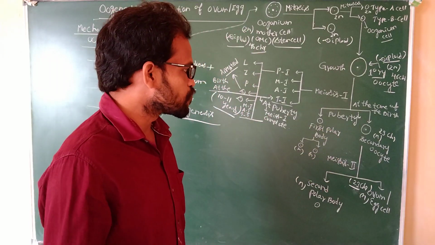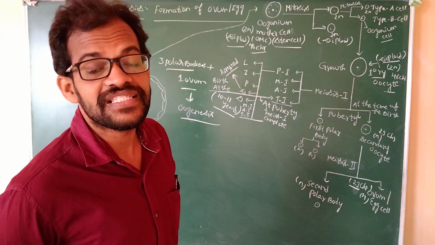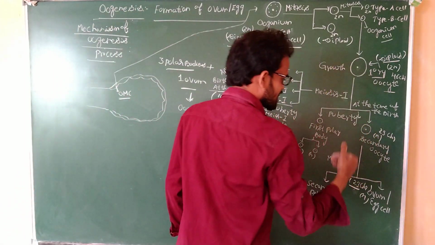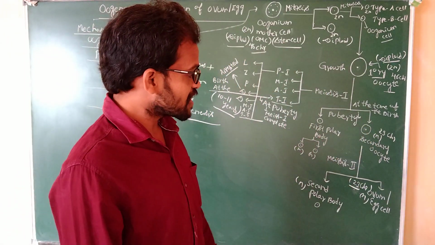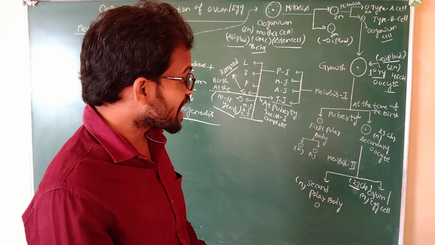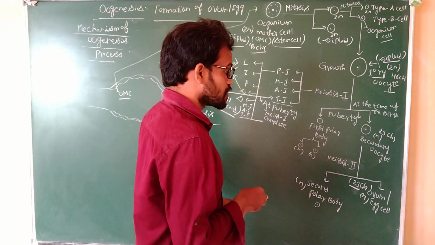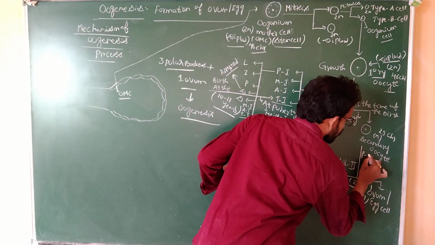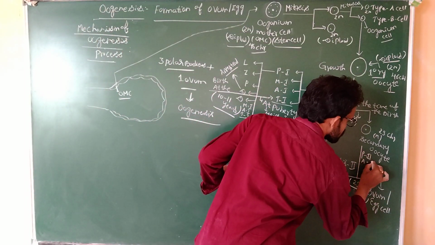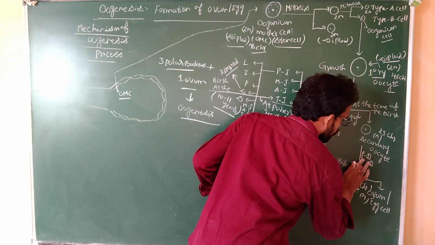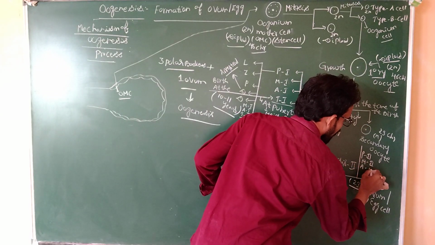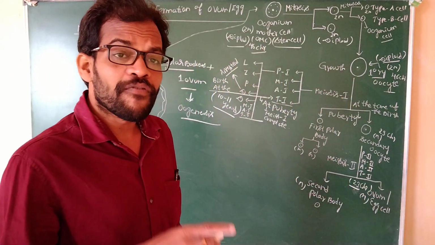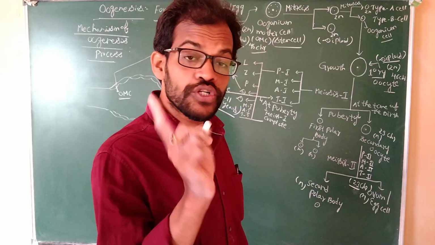The first secondary oocyte is produced and the first polar body is formed. Coming to the secondary oocyte, it converts into the second polar body and ovum. Then the meiosis 2 process: prophase 2, metaphase 2, anaphase 2, telophase 2.